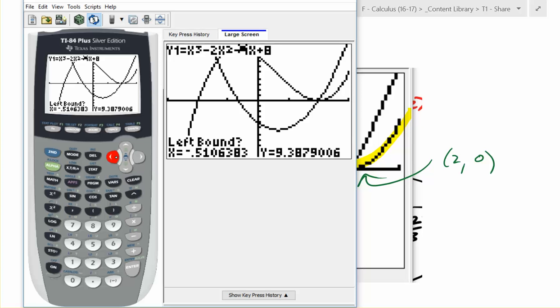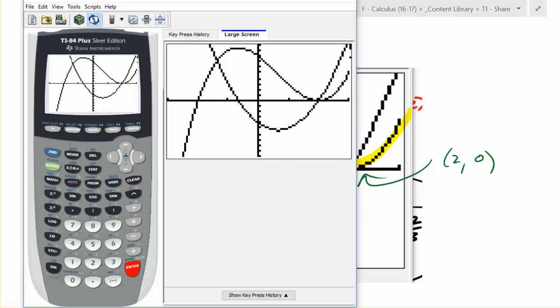Left bound. You go to the left of where you think it is. So I go to the left and hit enter, and then it asks for the right bound. You go to the right of where you think it is. It doesn't have to be as close as possible; it doesn't matter. Then you go for a guess. I'm guessing somewhere in there, and I hit enter. Look what it gives me. It's pretty good.